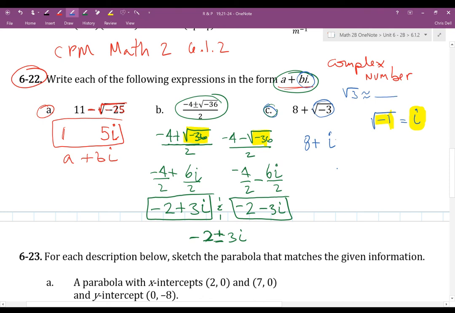So what we really do is just leave that square root of 3 in the problem itself. We do have our i, and we did take that out at least. And then there's our a, which in this case is the 8. Our b in this case is the square root of 3. So that would be that form. So there you go.